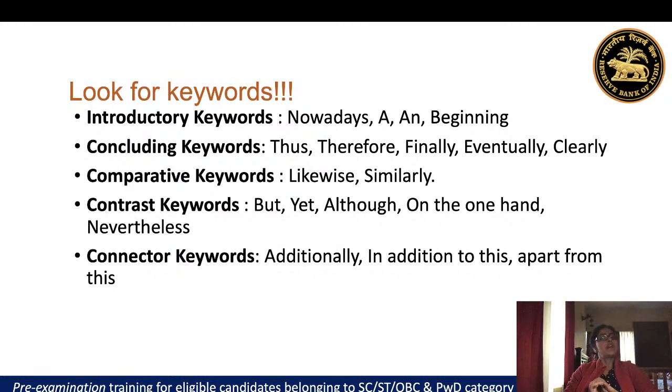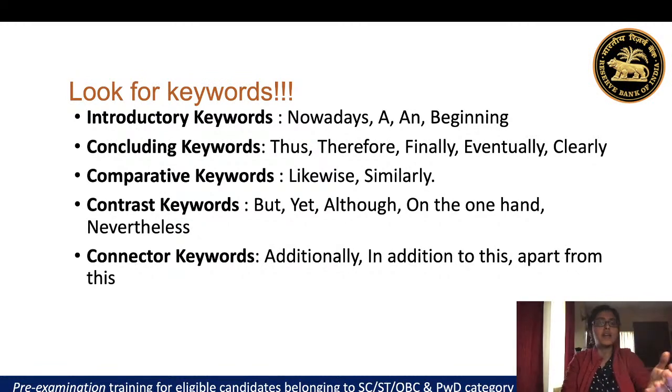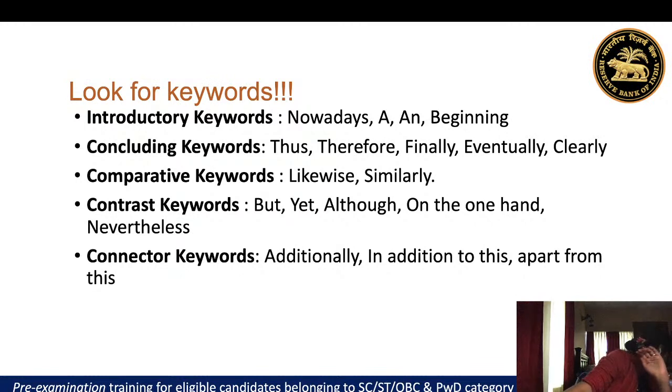you don't need to really look for the keywords. It will not work like that. If you find that you have a word like nowadays or beginning, without question, please understand, definitely the passage is starting somewhere here. It helps because it cuts down on the time.